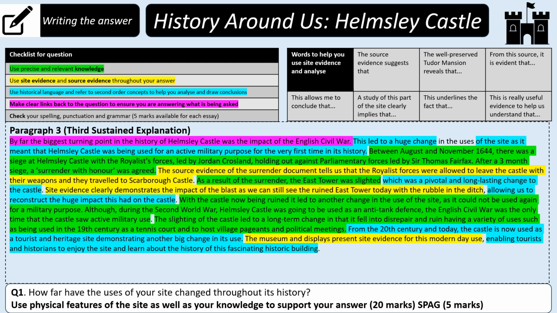So you can see that we've got a big influence on change and continuity, and that answer covers the whole time period, really being aware of changes and continuity throughout, and that's how you would do that question.